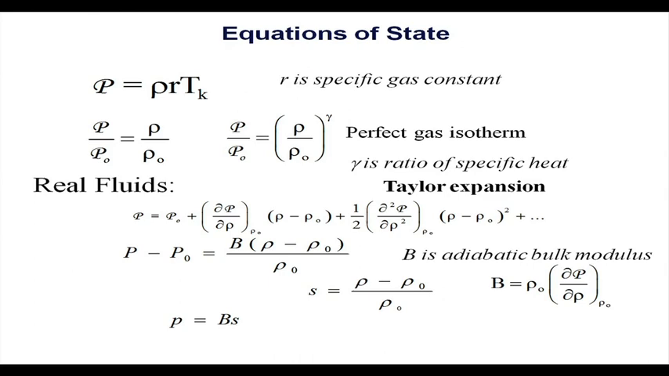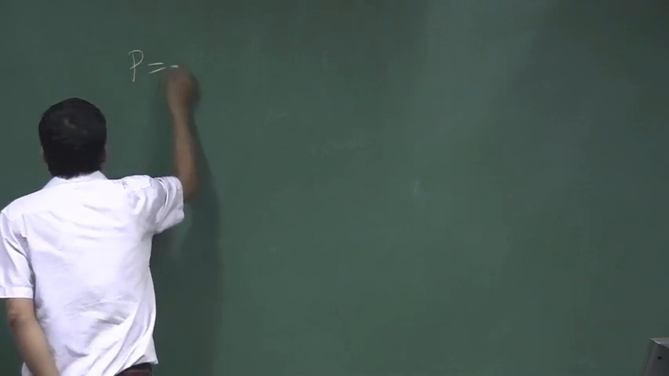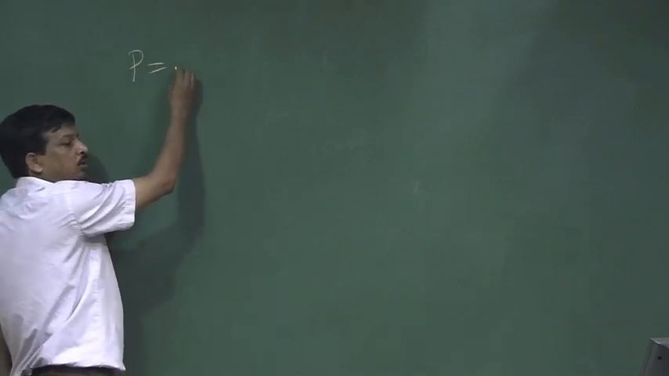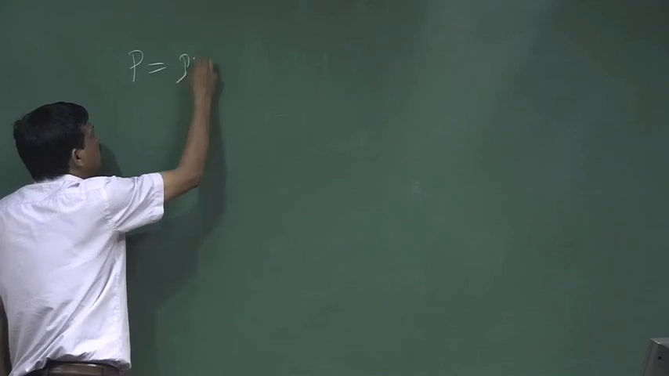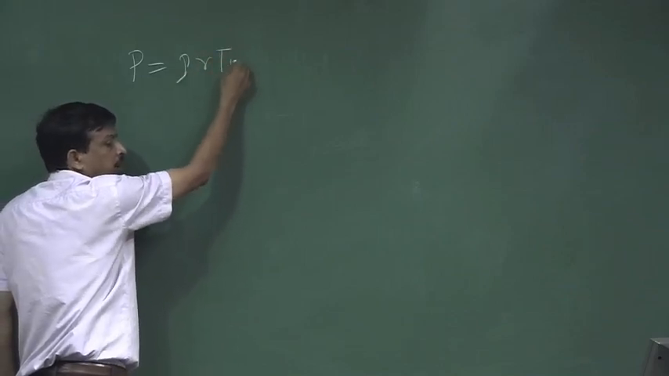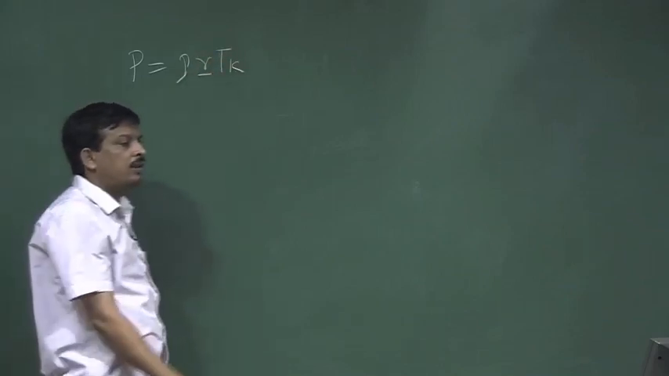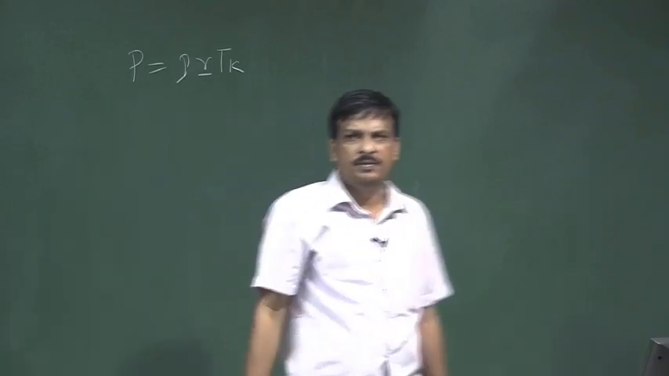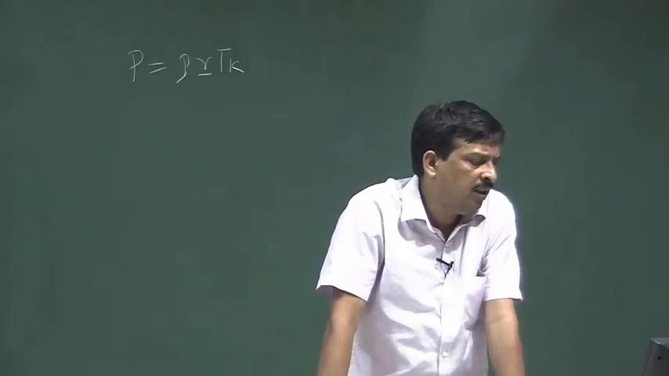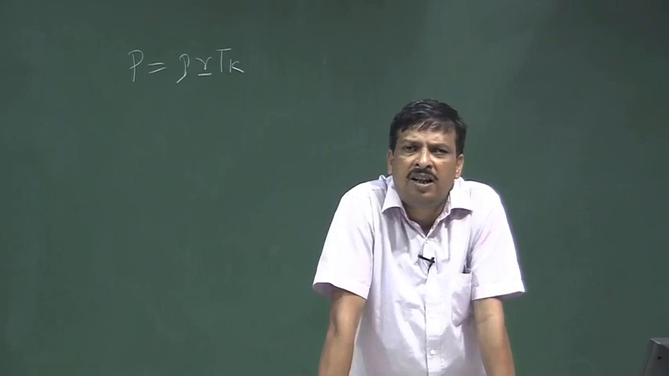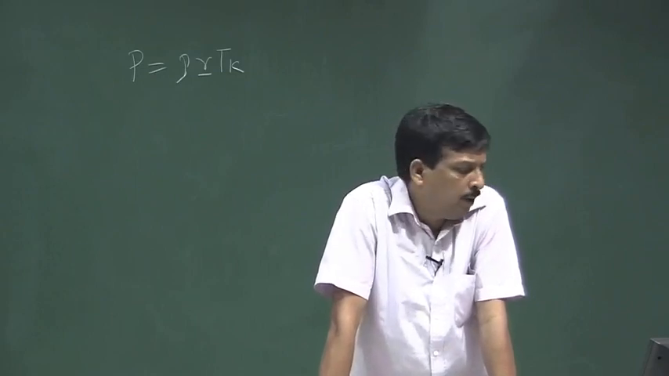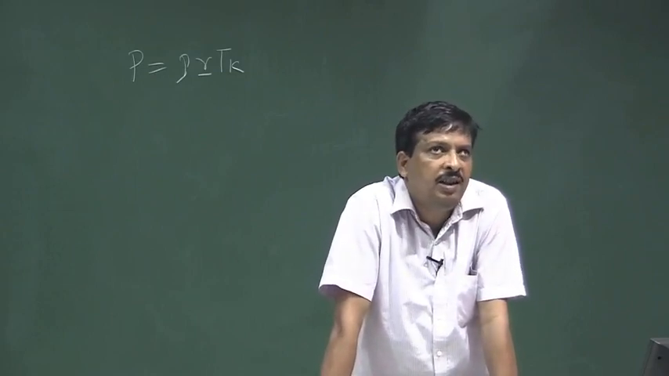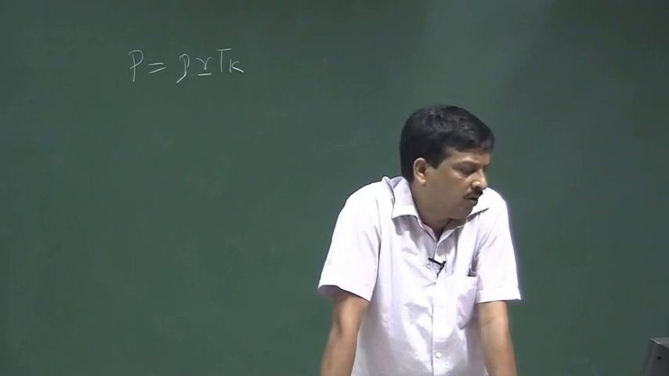So, let us take the equation of state. What is the equation of state? We know the total pressure is nothing but density times R times Tk. What is R? R is called the gas constant. Tk is the temperature in Kelvin. So, pressure is nothing but density times the specific gas constant times Tk.